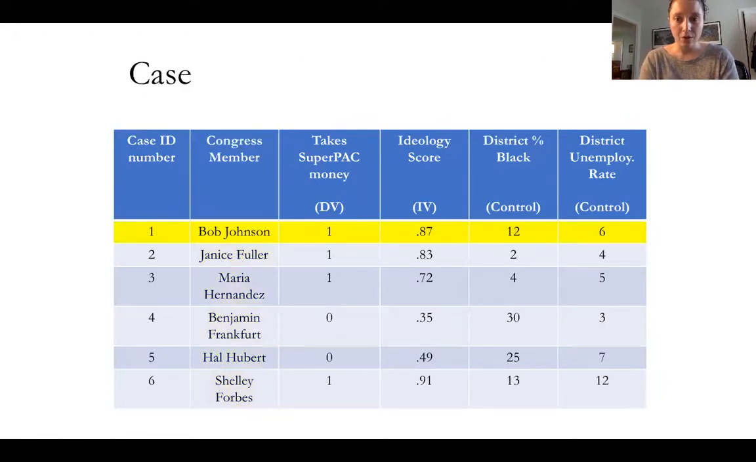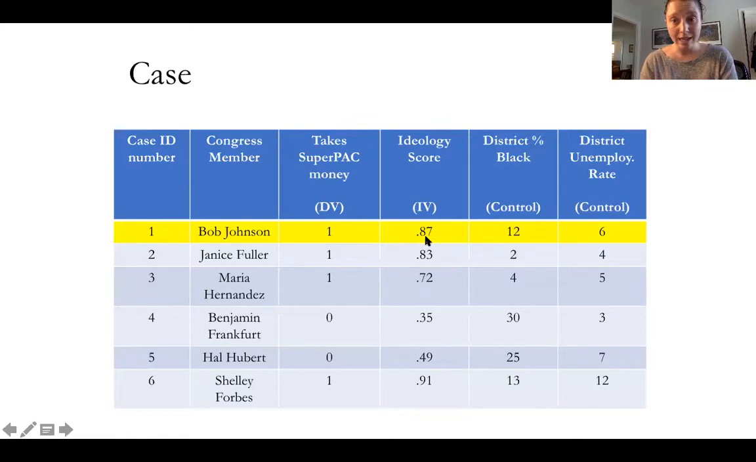This in yellow is called a case. Bob Johnson, who is one of my individual units of analysis, he has his own row. So that means everything in that row relates to Bob Johnson. So does he take super PAC money? He has a 1, which in my data set means yes, he does. A 0 would mean no. So Bob Johnson, he gets a 1 for taking super PAC money.